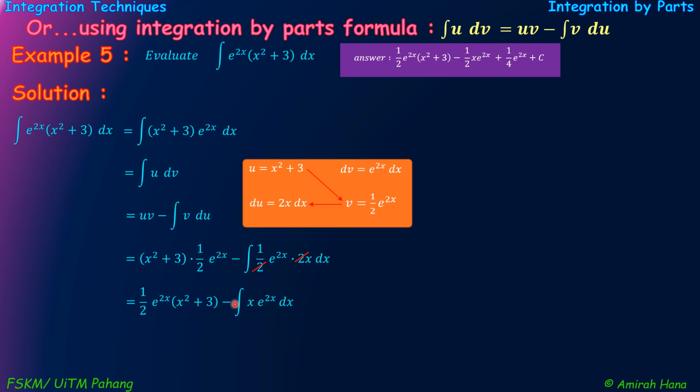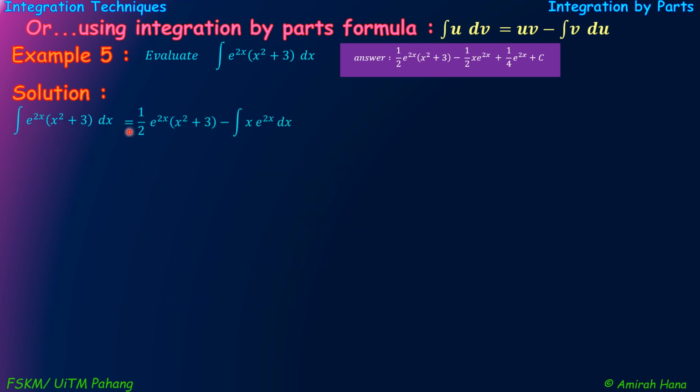So how to integrate this? From the previous slide, we get this. Half e to the power of 2x and then x squared plus 3. We don't need to integrate this because there is no integration sign. But we need to integrate x e to x dx because we have an integration sign here. Integration by parts means inside the integration, we still have another integration.